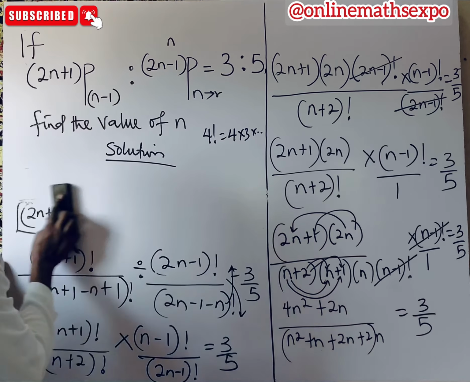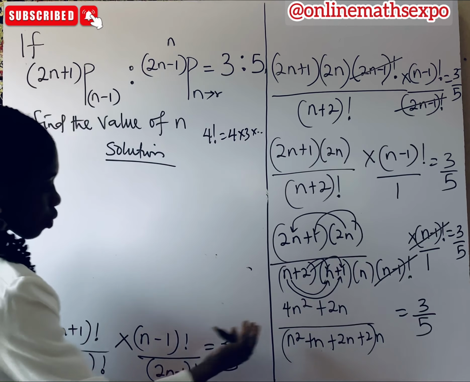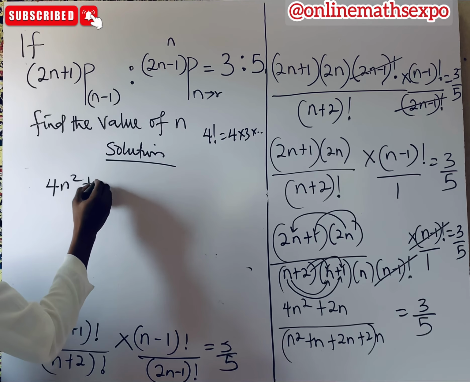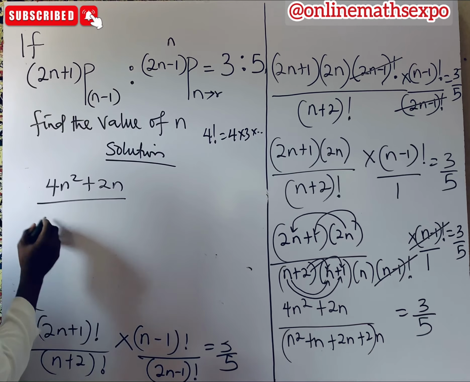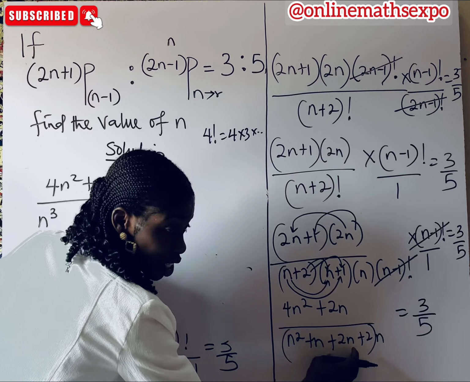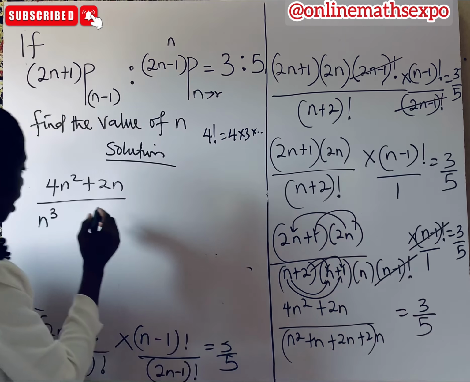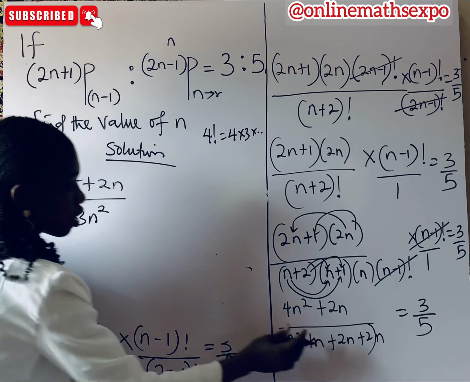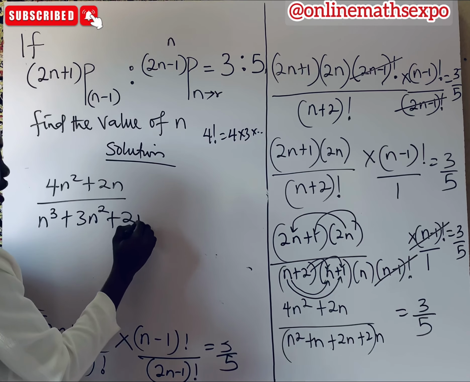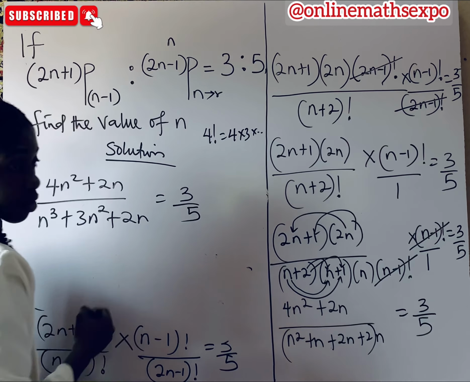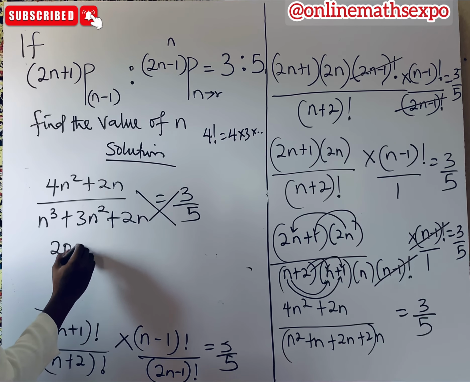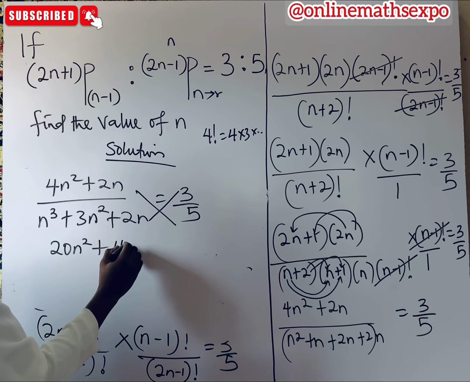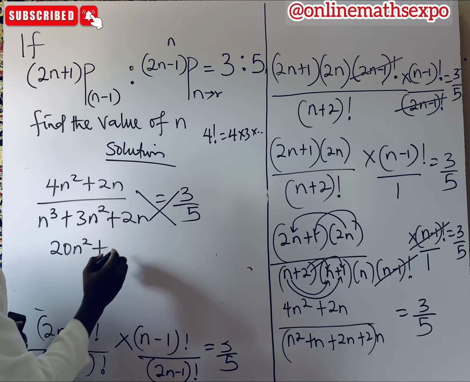So what we do here is, again, we are going to have 4n squared plus 2n over n times everything in the brackets. We have n multiplies this, will give us n cubed. If you add this, it gives you 3n. Multiply it by n, you have 3n squared. Multiply 2 by n, we have 2n, is equal to 3 over 5. So you can cross multiply. 5 multiplies this is 20n squared. 5 multiplies this is 10n, okay?